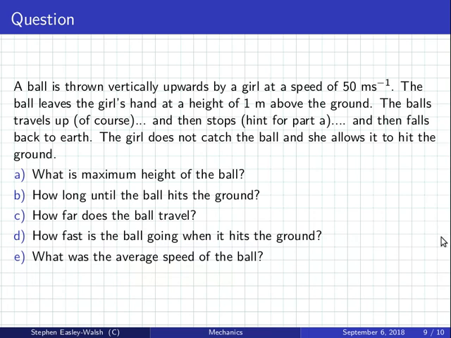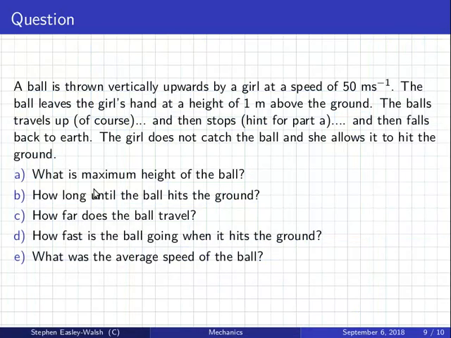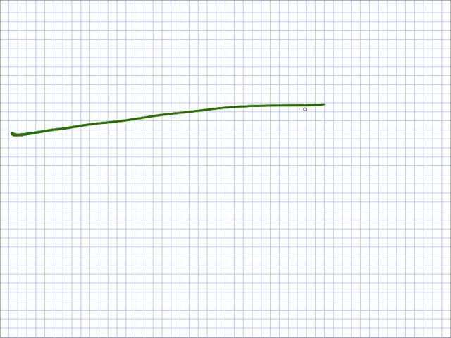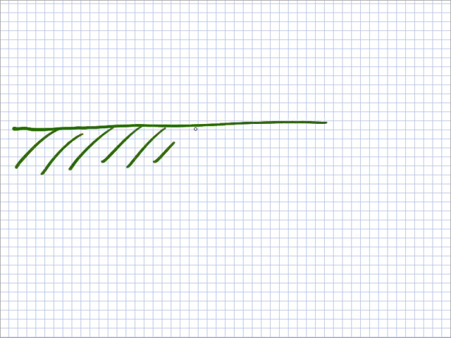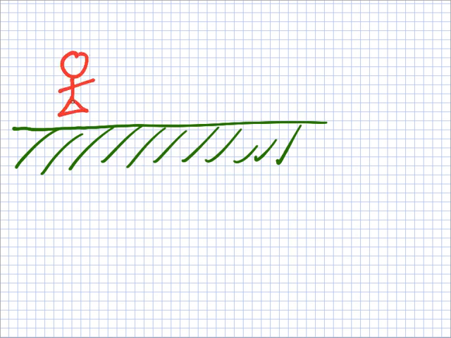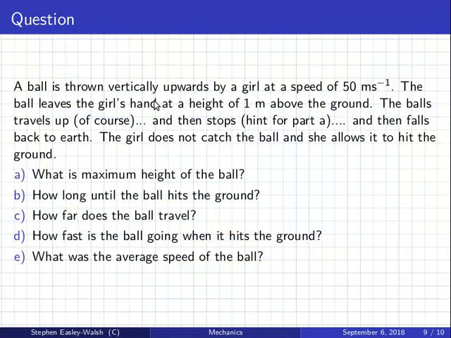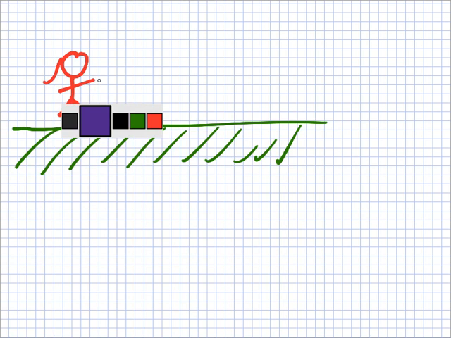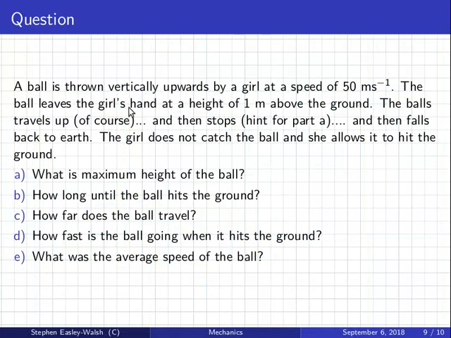A ball is thrown up by a girl at a speed of 50, and the ball leaves her hand at a height of 1. So let me draw that for you. Right, here's our girl. Now you can know she's a girl because she's wearing a dress and I colored it in red. She throws the ball vertically upwards from a height of 1 meter.